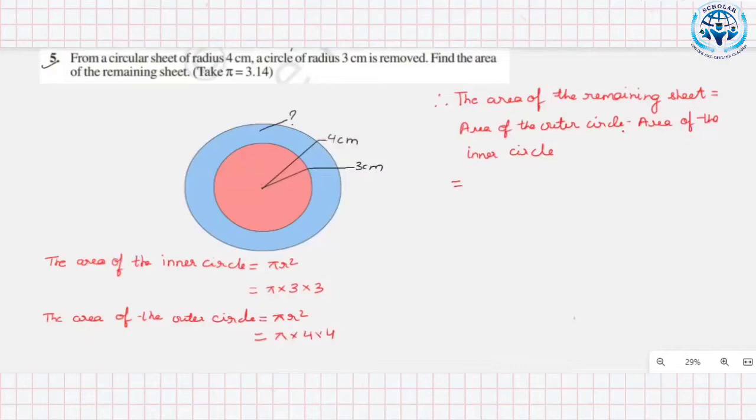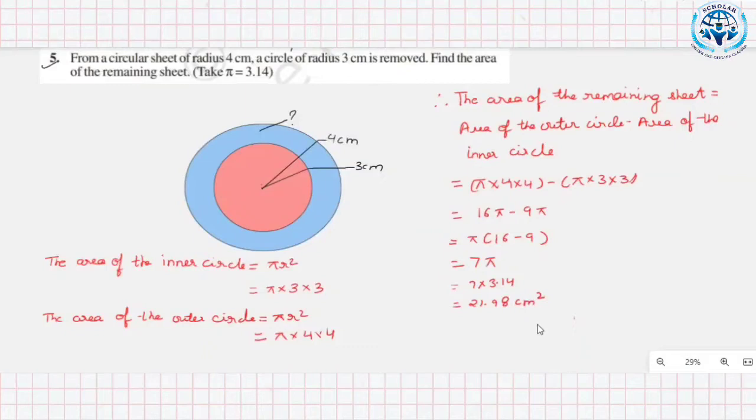You can solve privately, or you can solve it in a combined way like I am solving. We can take pi common and subtract 16 and 9 to get 7 pi. Then we will solve it 7 into 3.14. We will take the value of pi as 3.14 as given in the question. Now the area of the remaining sheet is 21.98 centimeter square.